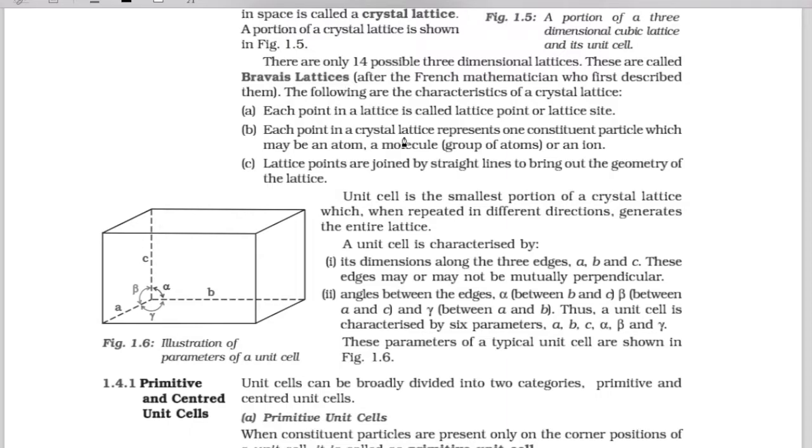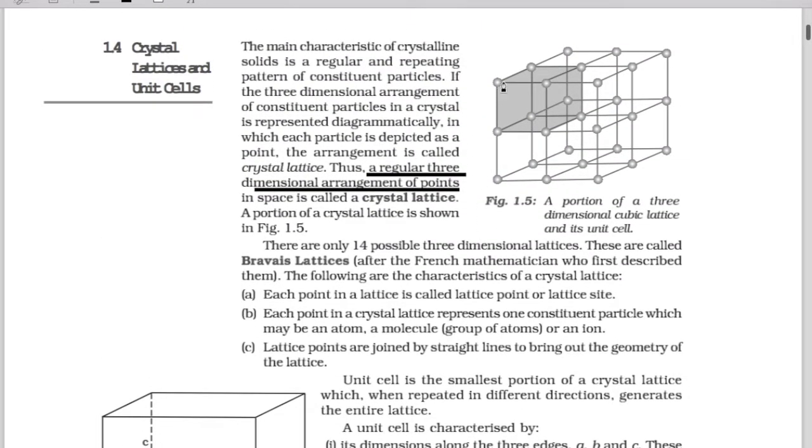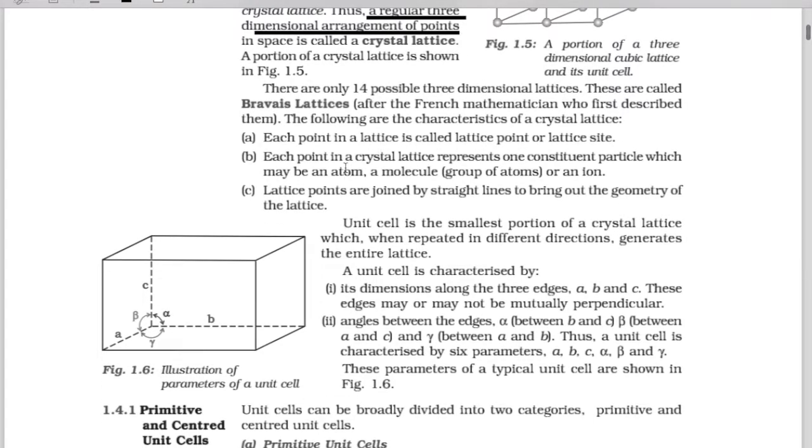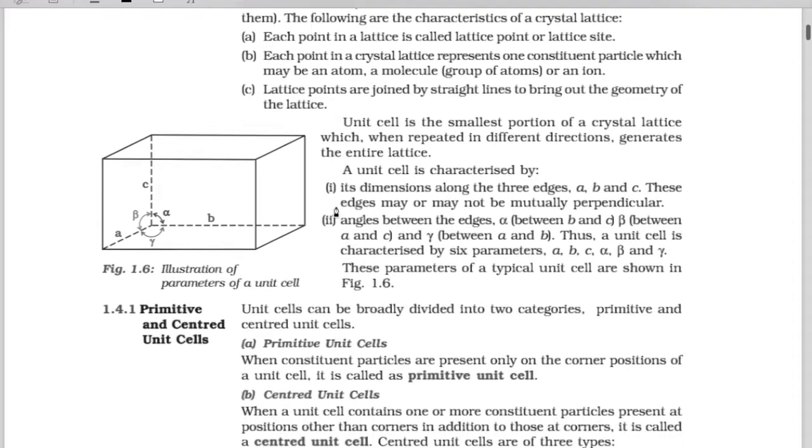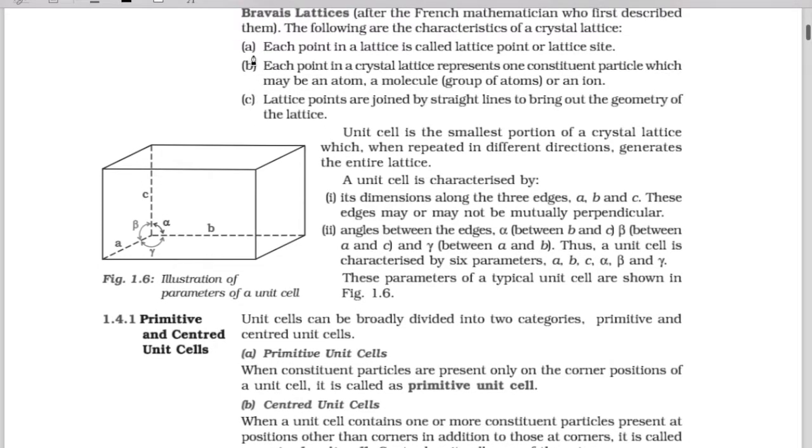The following are the characteristics of crystal lattice. Each point in lattice is called lattice point or lattice site. Here you can see these points will be known as lattice sites or lattice points. Each point in crystal lattice represents one constituent particle, which may be an atom, a molecule or an ion. Lattice points are joined by straight lines to bring out the geometry of the lattice. I have told you these 3 points already.